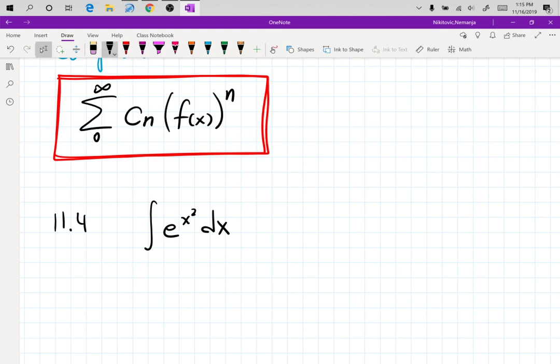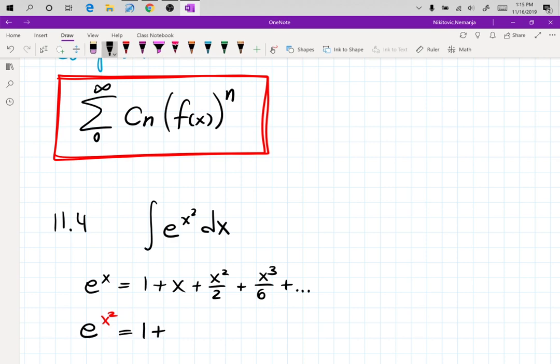What do we know? You know your power series for e to the x. It's 1 plus x plus x squared over 2 plus x cubed over 6 plus dot, dot, dot. And you know what you're going to do now? You're going to say e to the x squared is equal to 1 plus x squared plus x squared squared over 2, which will become, when you square it, x to the fourth over 2. Do you see what's going on over here? And now you're going to work this polynomial out, and you're going to integrate that. I know, right? And that's your 11.4.